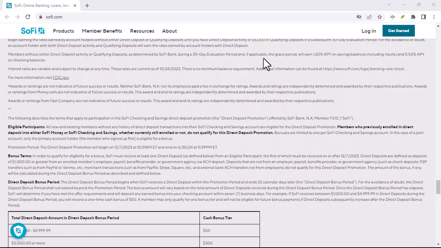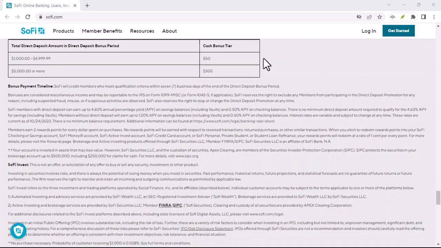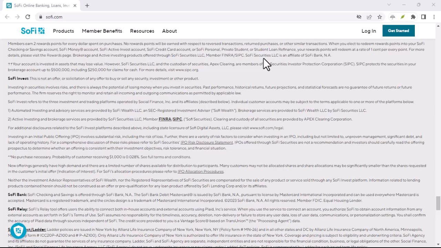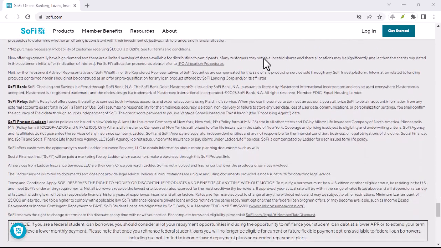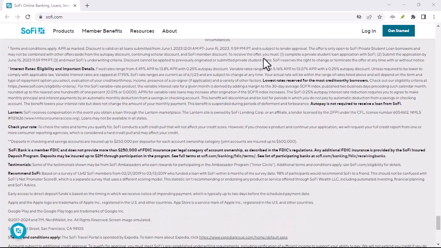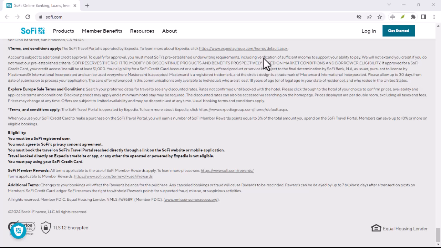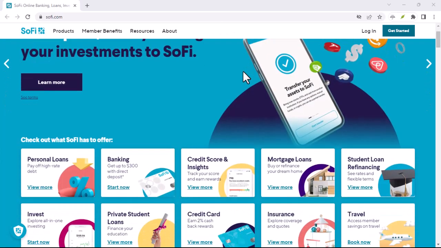SoFi offers a range of financial products, including high-yield savings accounts, investment accounts, personal loans, mortgages, and credit cards. SoFi has a reputation for excellent customer service and competitive rates. Many customers appreciate the convenience of managing their finances through a single platform.